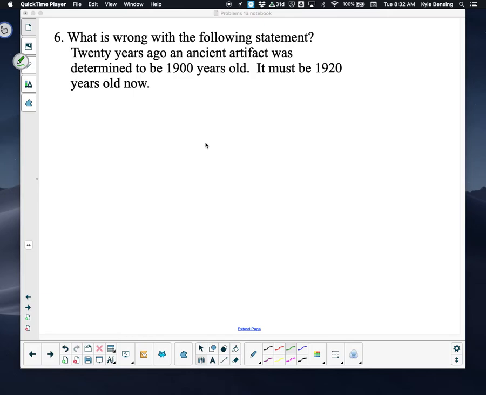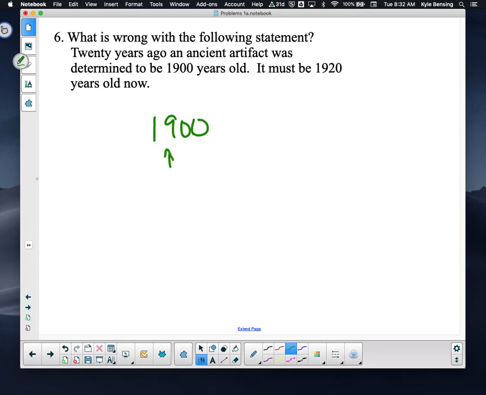Well, according to significant figures, that can't happen. Take a look at 1900. The 100th place is the last place that's measured. These zeros are just placeholders, so they're not measured. The 20 years ago is in the tens place, which is not measured for the 1900. So this would be an incorrect statement to say that it is now 1920 years old.